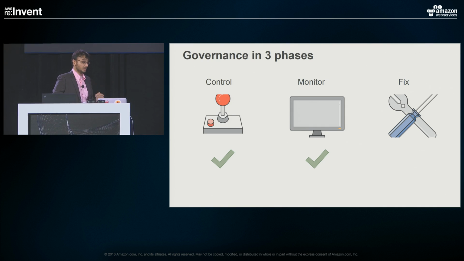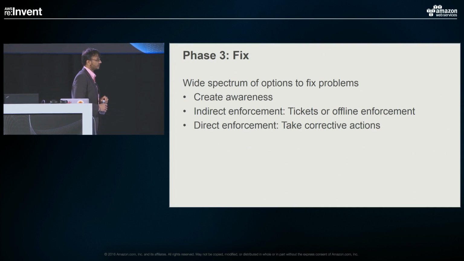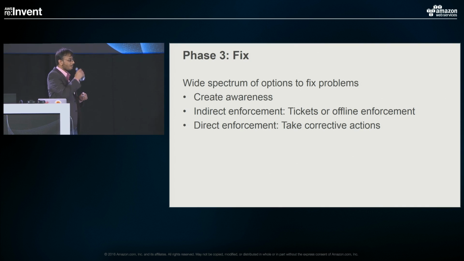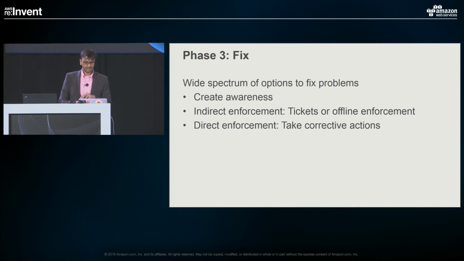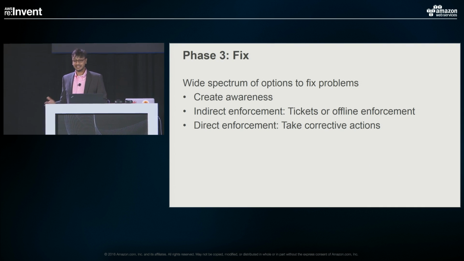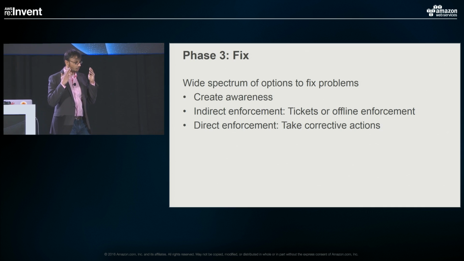What about fixing things? Now, arguably, we've already started fixing things. You saw examples of when we're fixing CloudTrail issues. So this is kind of blending into more stringent fixes. When you want to fix things, you have a wide spectrum of options available. One of the fixes is just knowing that you're doing something wrong, right? A lot of people make mistakes. Well-intentioned people make mistakes because they're just not aware. So creating awareness is a form of fix, I believe. You can have indirect enforcements like tickets, offline conversations, email, or you could actually take direct enforcement actions like we saw with CloudTrail, where you just go and fix it, right?